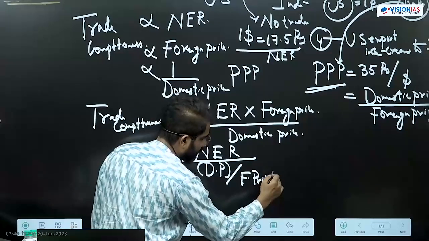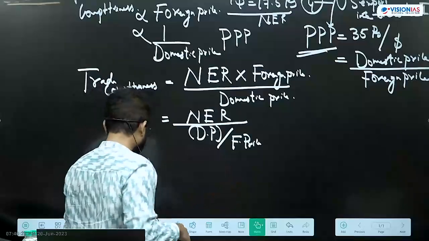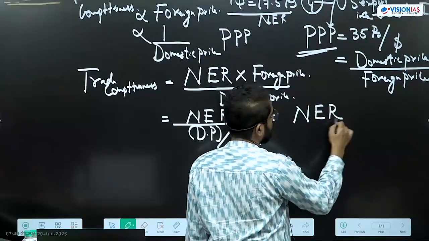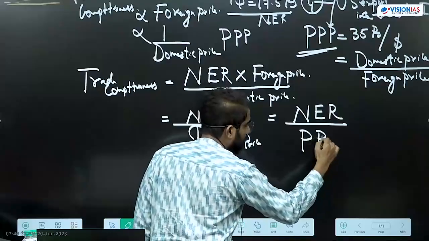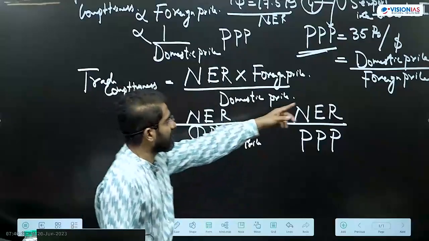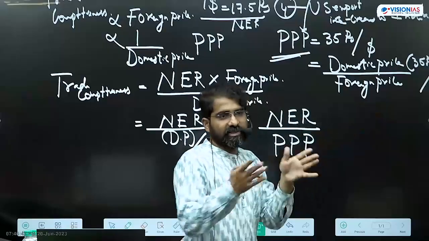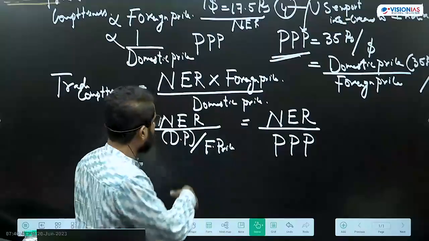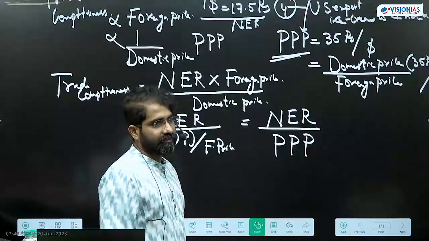Domestic price divided by foreign price. I've put this down, that's all. So this will become nominal exchange rate divided by, what is this? This is not per capita, this is nothing but purchasing power, the PPP exchange rate. PPP exchange rate is domestic price divided by $1, which is 35 rupees per dollar. So trade competitiveness is equal to nominal exchange rate divided by PPP exchange rate.